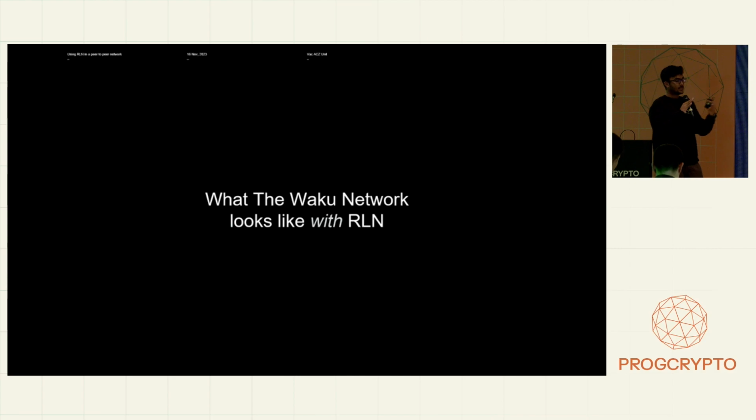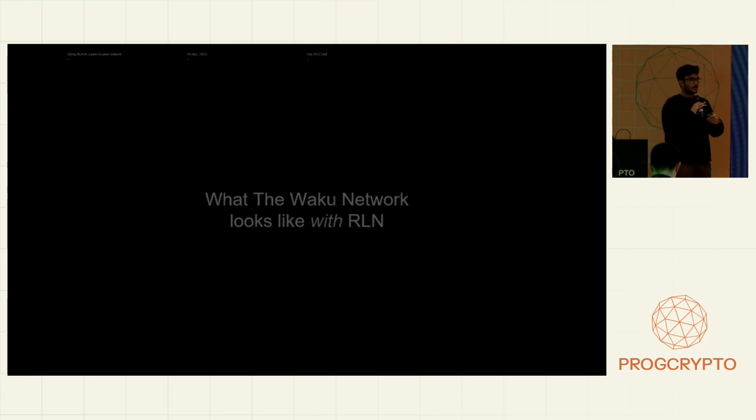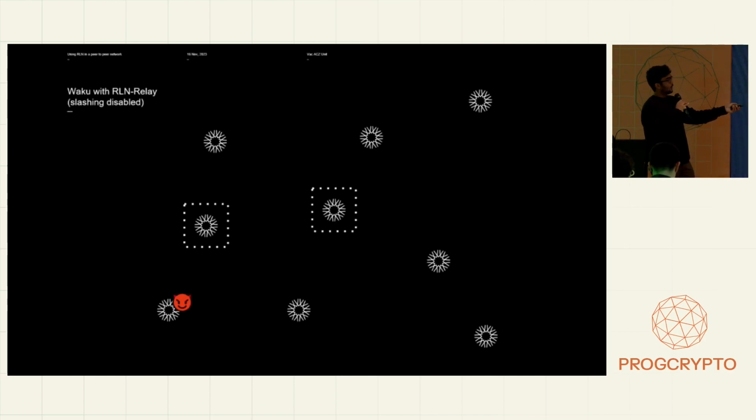So Alice has now registered to the RLN membership set, and let's see what she can do when the Waku network has a few nodes with RLN enabled. The Waku nodes with dotted lines are those which have RLN enabled. So you can see she tries doing the same thing again.